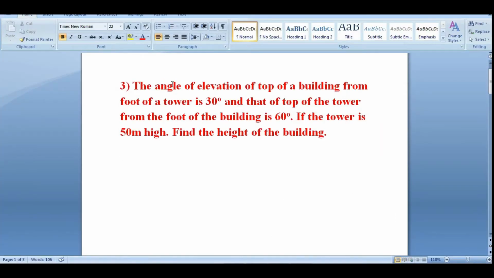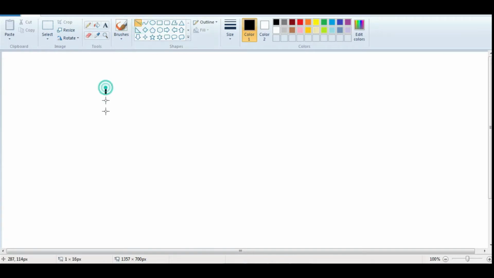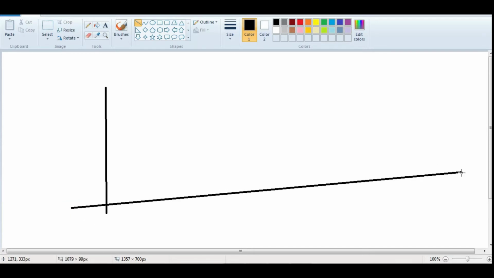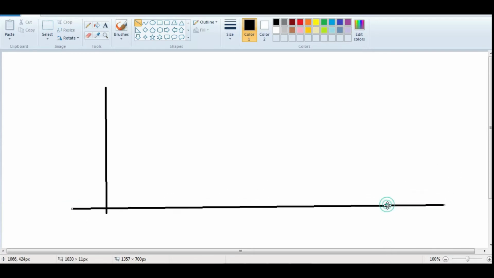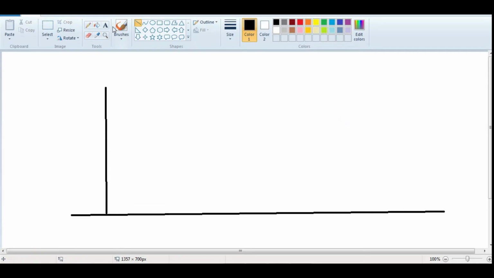So you can see over here that there is a building. Let's draw. First it's a building. Let's draw the horizontal line, that's the ground level or the horizontal line. That's the building. Let's make it shorter one. And there's a tower, so it's the building and it's the tower.